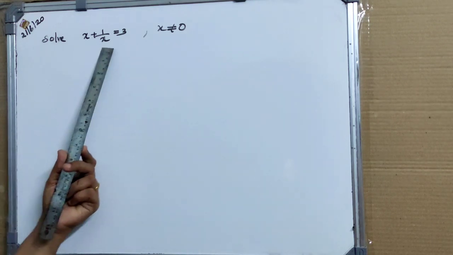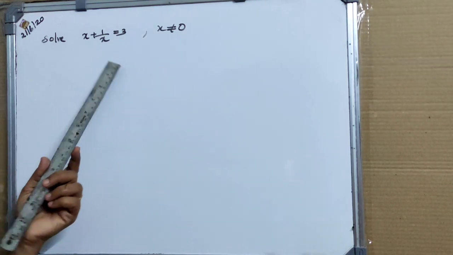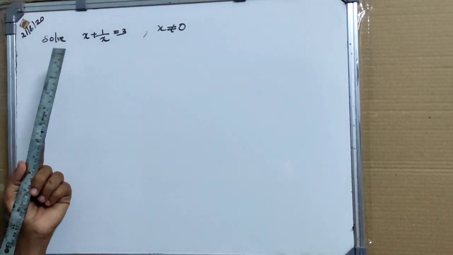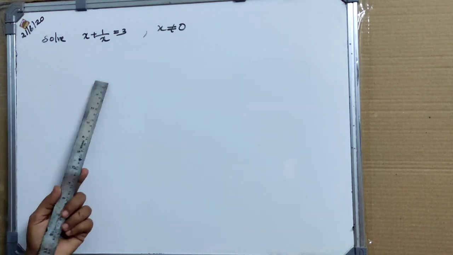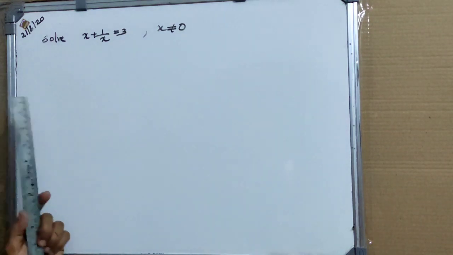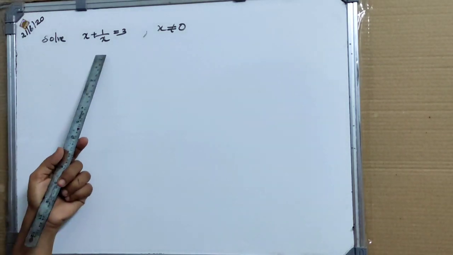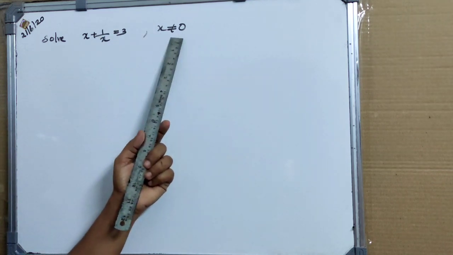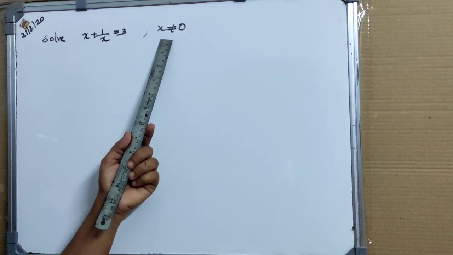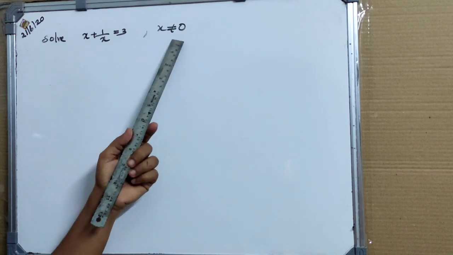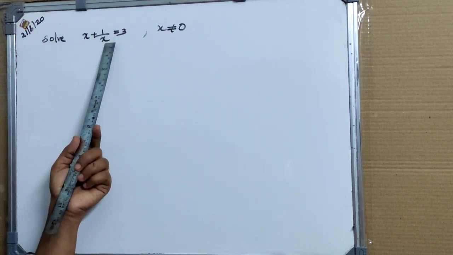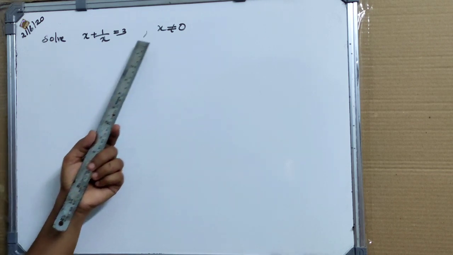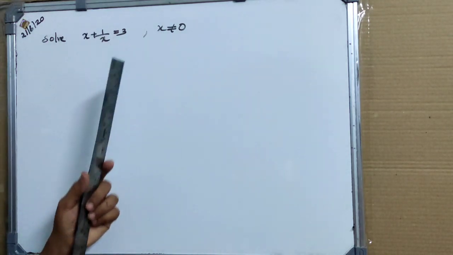Now another equation. Solve x plus 1 by x equal to 3. Can we apply the quadratic formula here? Before applying the quadratic formula, we have to make it in the standard form, that is ax square plus bx plus c equal to 0. In that form we have to rearrange the terms. Here in every question you can see some conditions like this. Here you see x not equal to 0. Why x not equal to 0? Because if it is 0 here, 1 by 0 does not exist. So it is not possible. So x cannot be equal to 0.